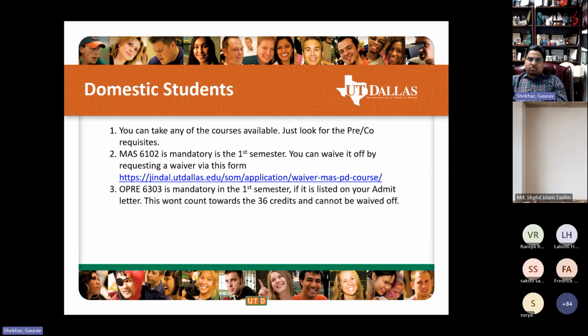OPRE 6303, that's a course which is mandatory in the very first semester if it is listed on your offer letter, your admit letter. What happens is we look at whether you have taken calculus at your undergrad level, and did you score at least a B, a C there? If you don't see calculus at the undergrad level, we will put this course on your admission letter, and you'll have to take that in the very first semester, OPRE 6303.